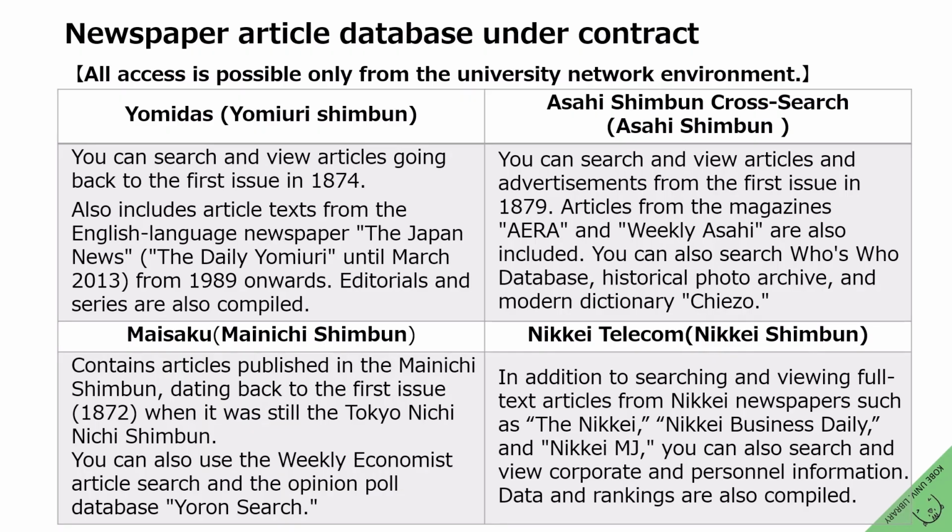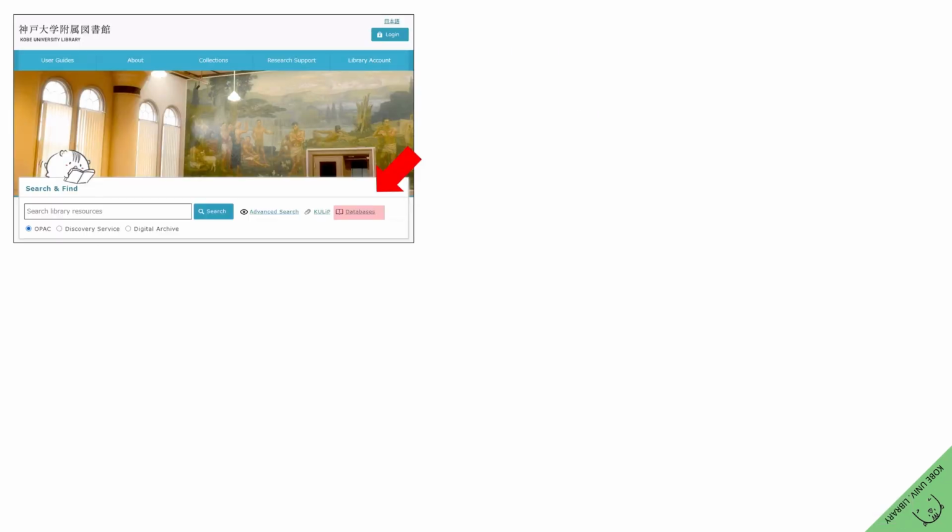In addition to the above, you can also find Japanese language newspaper articles in the Osaka Labor Archive and Newspaper Clippings collection, which are open to the public. You can access the database through the library's homepage.